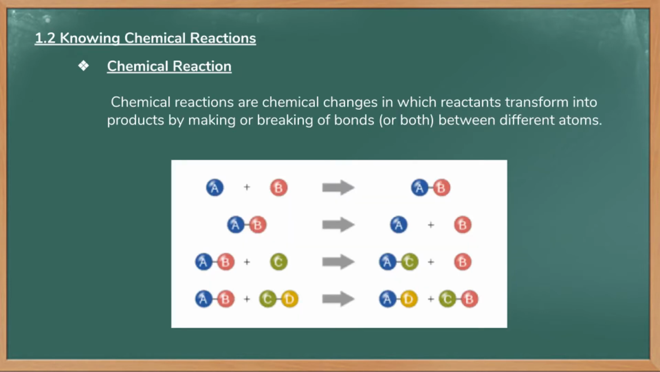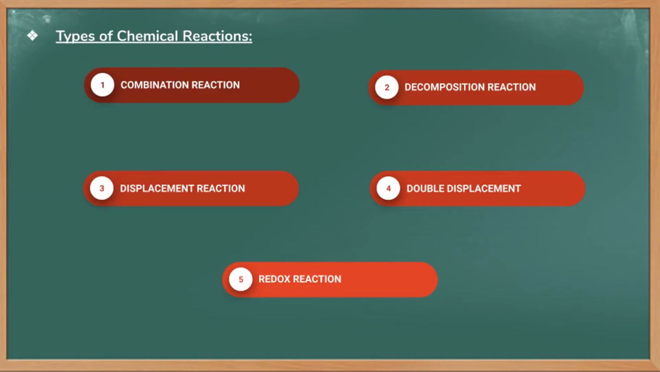Since you have learnt of change, let us now move the journey towards chemical reactions. Now the first question is, what is a chemical reaction? Chemical reactions are chemical changes in which reactants transform into products by making or breaking of bonds, or both, between different atoms. There are 5 different types of chemical reactions. 1. Combination reaction. 2. Decomposition reaction. 3. Displacement reaction. 4. Double displacement reaction. 5. Redox reaction. Remember that there are some more, but we shall primarily focus only on these 5 reactions.